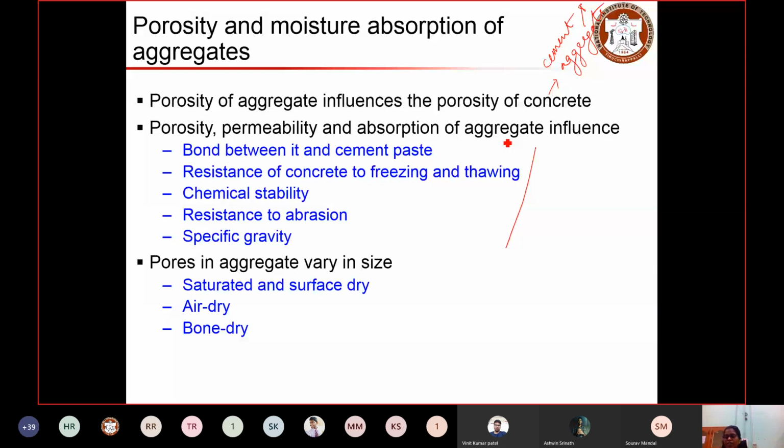And the presence of pores significantly influences the resistance of concrete to freezing and thawing. We discussed this in previous lectures, when we discussed the properties of cement. We discussed freezing and thawing. So what is this condition, freezing and thawing condition?